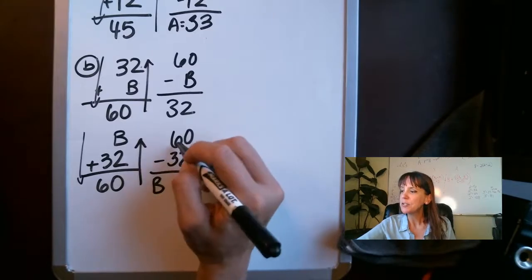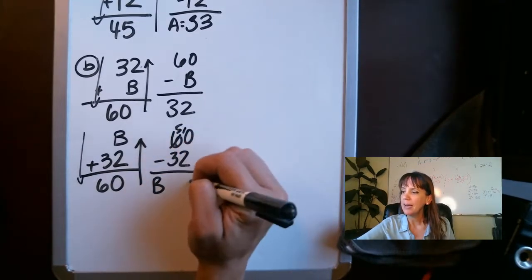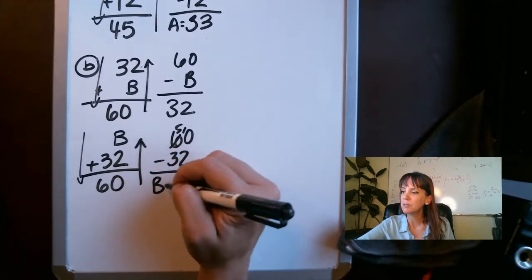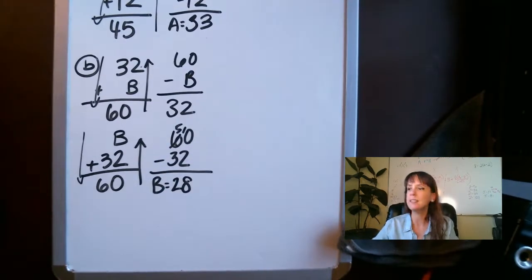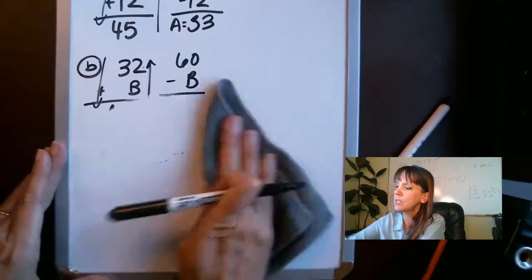So we can't do 0 minus 2. We're going to borrow from here, make that 5. That gives us 8. 5 minus 3 is 2. So B is 28.